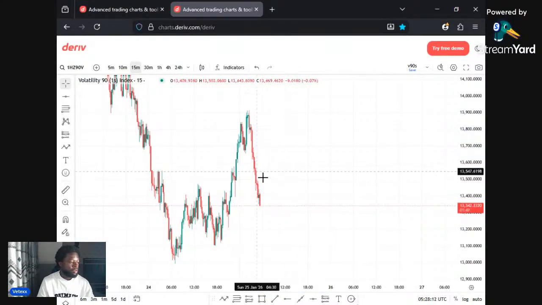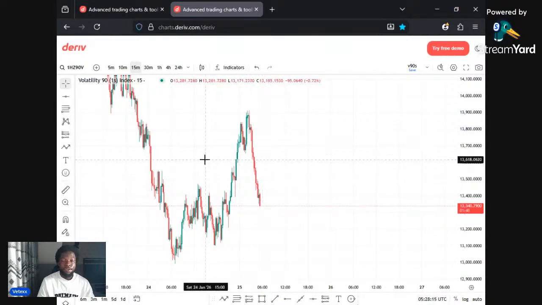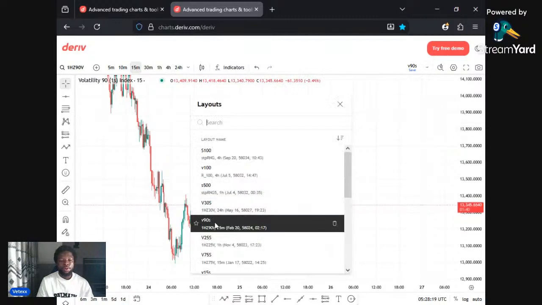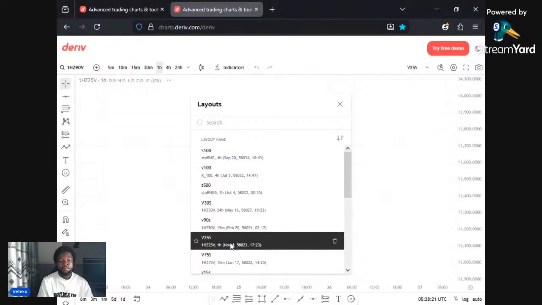So there's nothing happening currently on V90 index, volatility 90 index. So the next pair we are going to be moving to is V25 index.